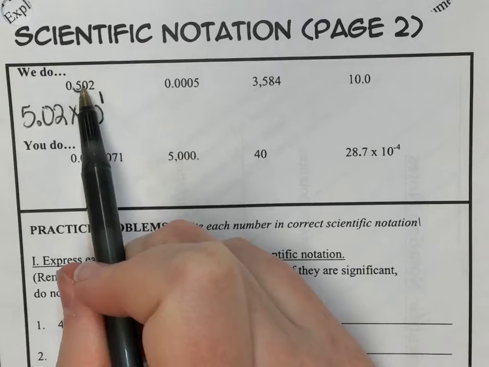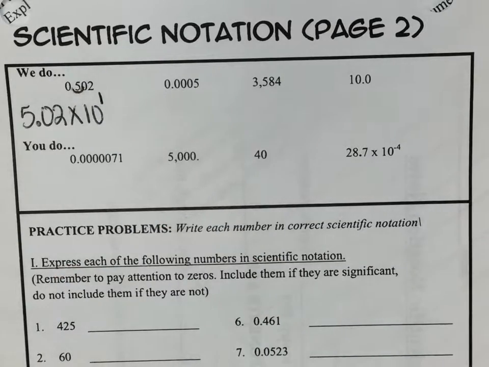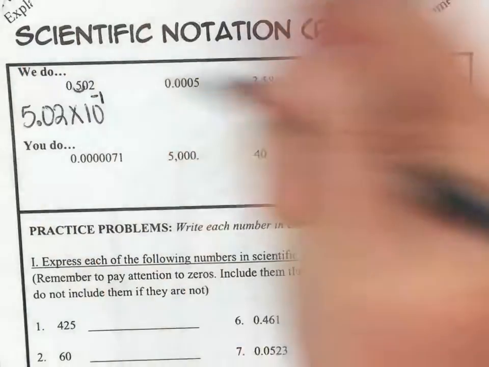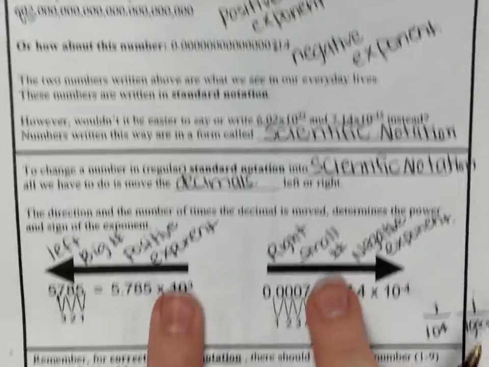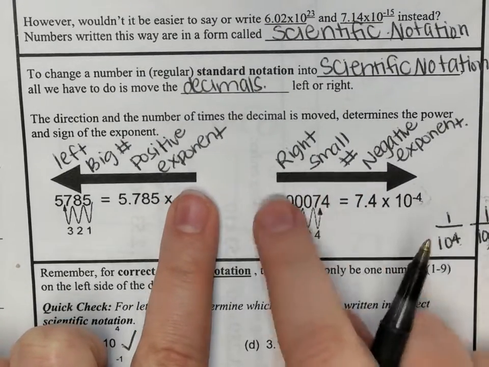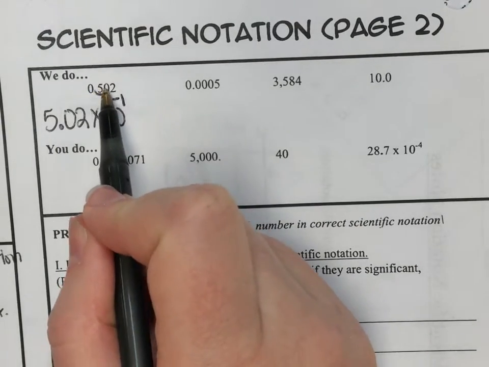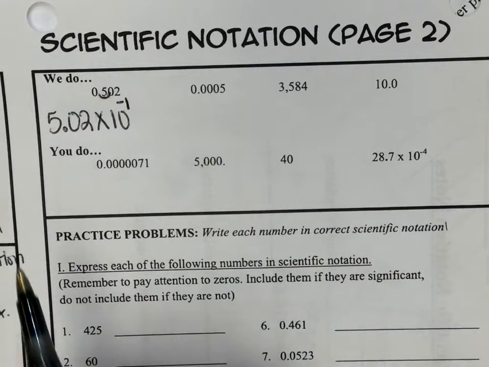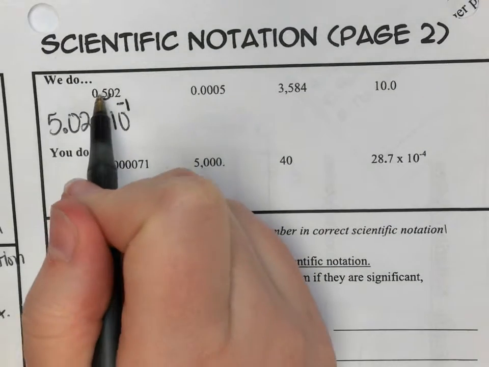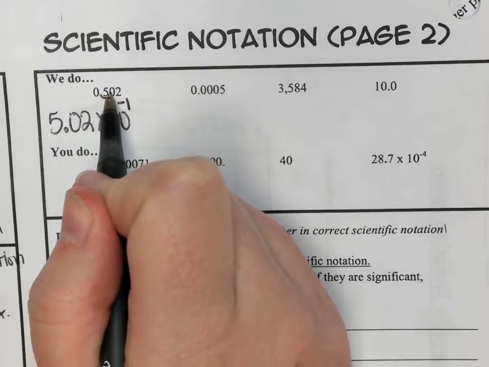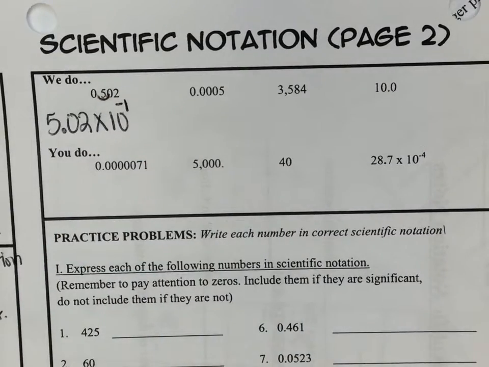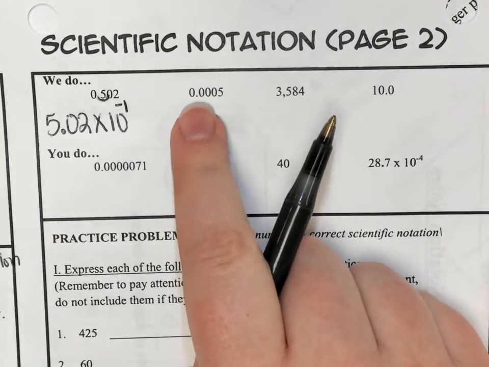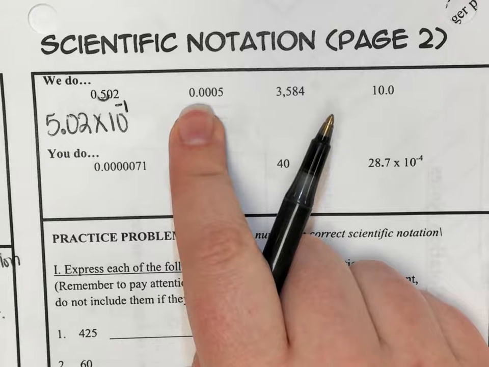And is this number big or small? So our exponent has to be negative. Okay, so remember right here, if we move our decimal to the right, it's going to be a negative exponent. We moved it to the right, so it's a negative. It was here, and we moved it right there. Yeah. Okay.